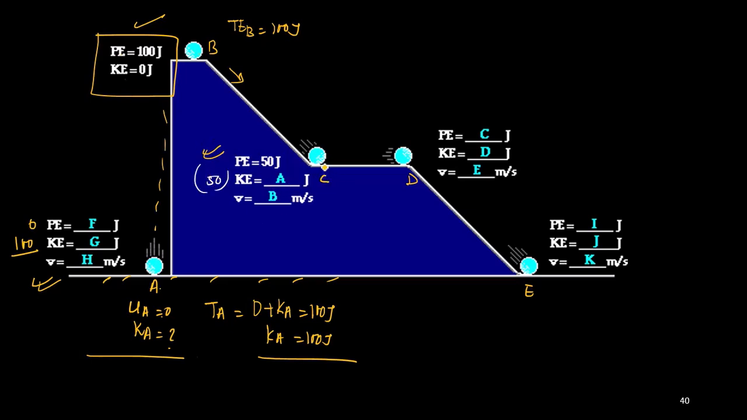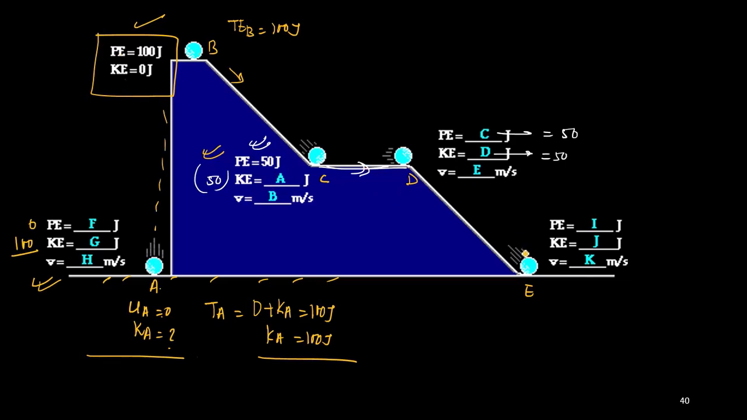Now between C and D, there is no change in the potential. Potential remains the same. Why? Because they are moving on the same line. So if the vertical position is not changed, the particle is moving in the horizontal direction. So the potential energy at point D is again 50, and the kinetic energy is also 50. So between C and D, there is no change in the potential energy as well as the kinetic energy.